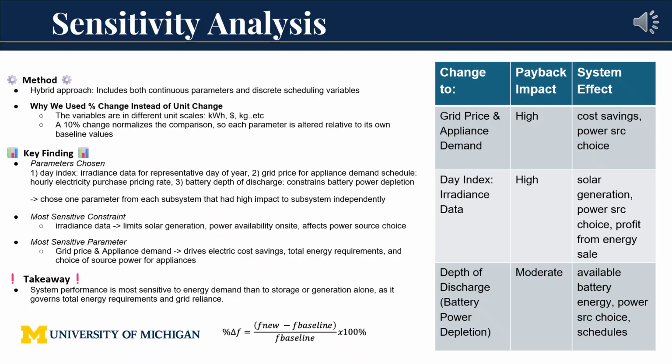From the analysis, the most sensitive constraint is irradiance data, since it limits on-site generation and directly impacts power availability and source selection. The most sensitive parameter is grid price and appliance demand. As shown in the table, reduction in solar availability and battery capability increases payback and grid use, but changes in demand and grid price produce the largest overall impact on system performance. Overall system performance is most sensitive to demand and grid price, which drives energy requirements and total grid reliance cost.